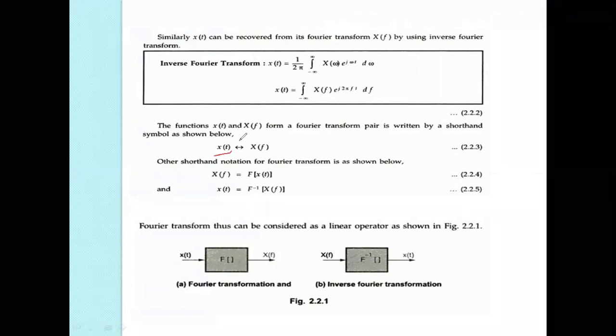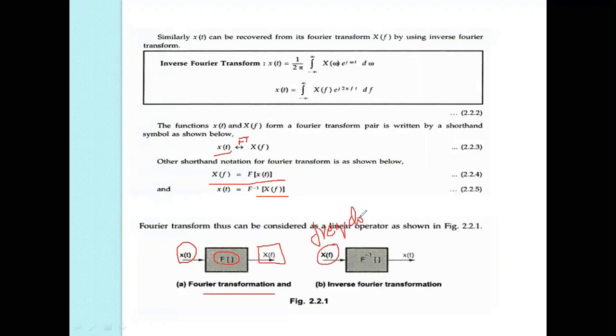So applying the Fourier transformation to x of t gives X of f, a shortcut symbol, and X of f is equal to the Fourier transform of x of t. Otherwise, x of t is equal to F inverse of X of f, nothing but the inverse Fourier transformation of X of f. See in the block diagram representation, x of t is the input signal, the time domain signal. Applying the Fourier transformation to x of t gives the frequency domain signal X of f. And for the inverse Fourier transformation, the input is a frequency domain signal.